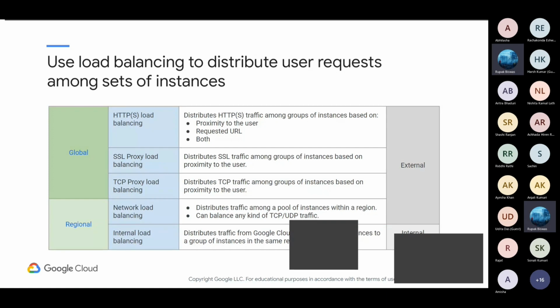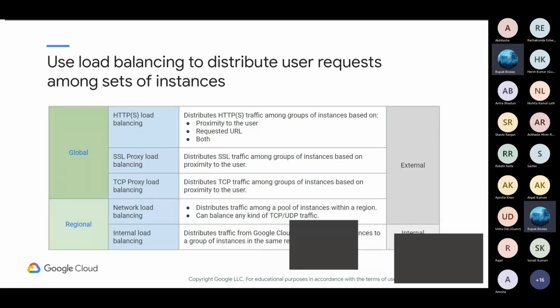In infrastructure as a service, we need to configure load balancing, while for other services like cloud functions these things are handled automatically. For virtual machines, we need to use load balancing. You can set up HTTPS load balancing, which distributes HTTPS or HTTP traffic among a group of instances based on the proximity of the user, the URL, or both.